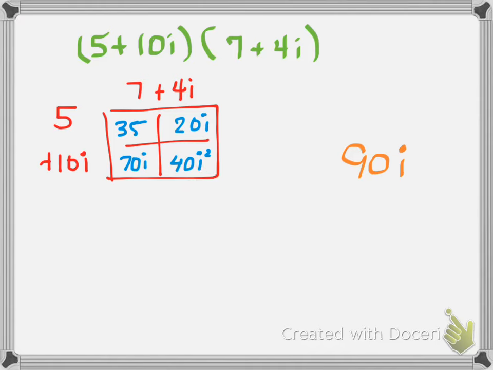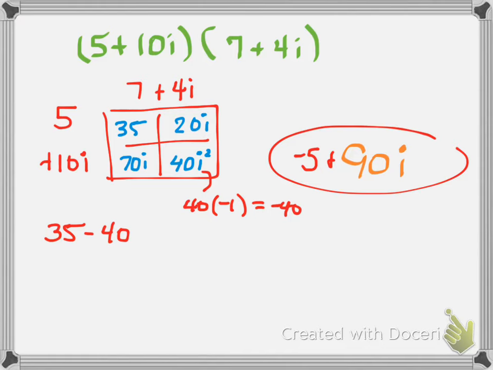So I'm actually going to write it for those of you that need it to be visual, which is negative 40. So what you have is a 35 up in the top left and a minus 40, which is negative 5. So you would write your answers just like that. You have a negative 5 plus a 90i. And we do put the real part first and then the imaginary part. That's always how you write a complex number. Real, then imaginary. So hopefully this helps.